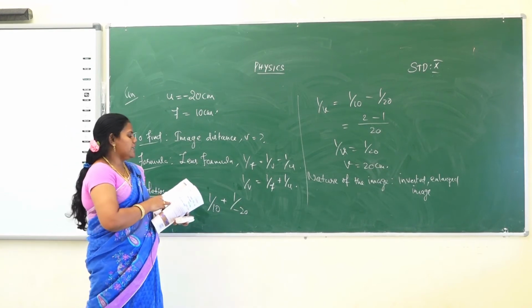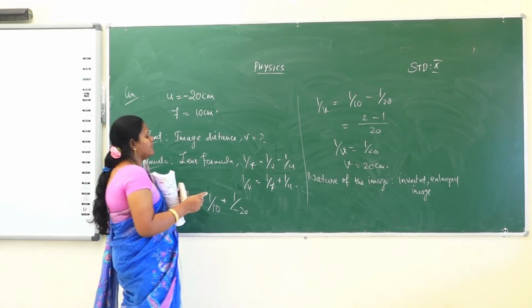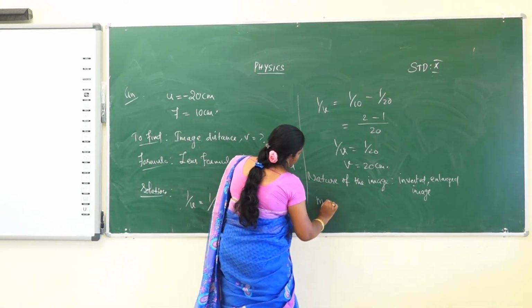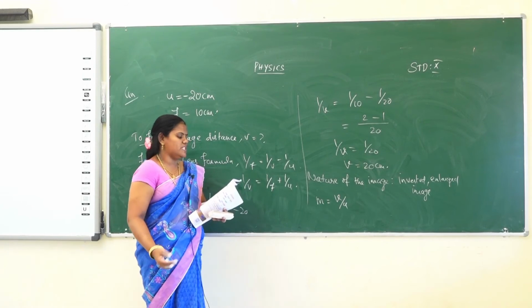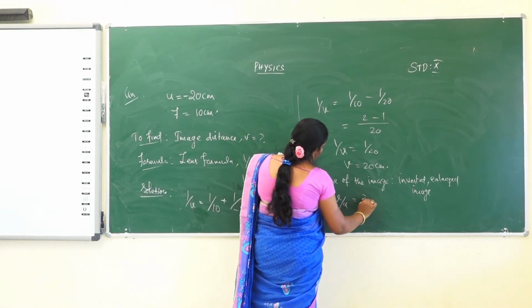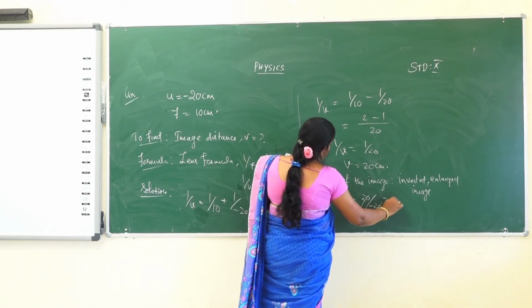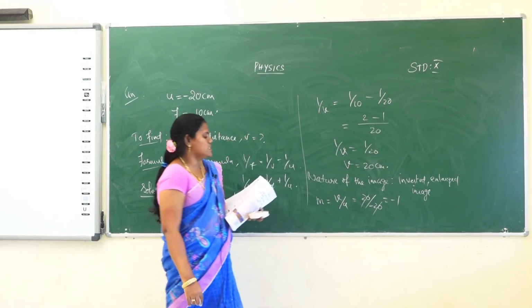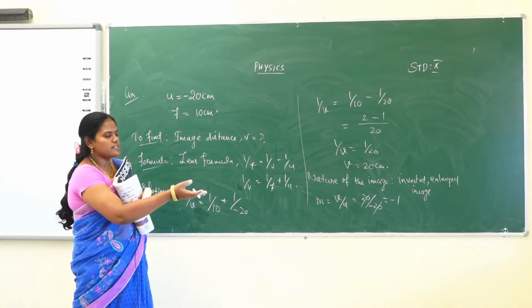Okay, and then next calculate the magnification. How to calculate the magnification? Magnification M is equal to V by U, the ratio of image distance to object distance. So substitute the V value and the U value. What's the V value? That is 20 centimeter. What's the U value? Minus 20 centimeter. So 20 cancels, that is a minus 1. So the magnification is minus 1. The negative sign indicates the magnification is minus 1.